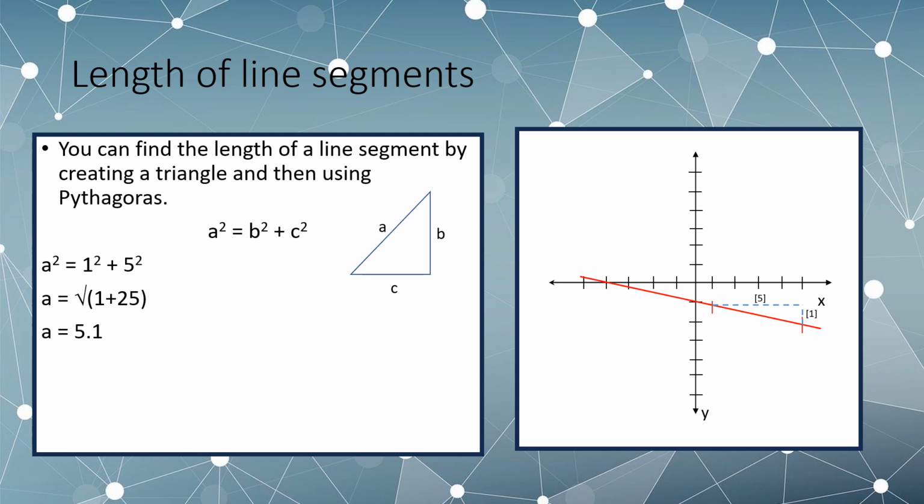This is an easy way to find any section of line segment when you've decided where you're finding it from. You simply use the x-axis and the y-axis to figure out your unknown sides and then solve for your hypotenuse.